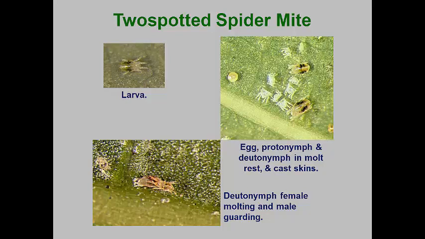Spider mites have an unusual method of sex determination. Fertilized eggs develop into females, but unfertilized eggs develop into males. In many species, adult male mites will guard second instar nymphal females that are about to molt. This ensures that that male will be the first to mate with a newly molted female.